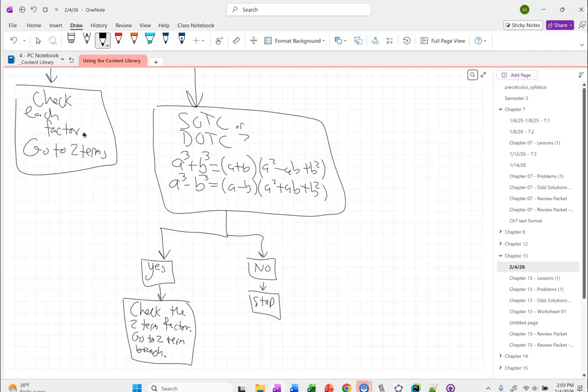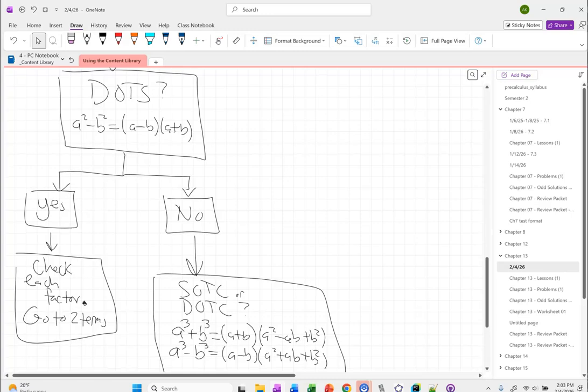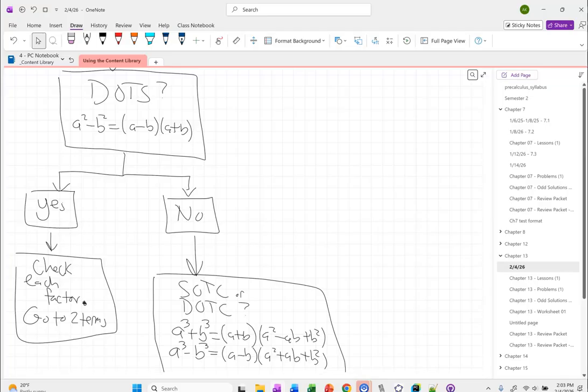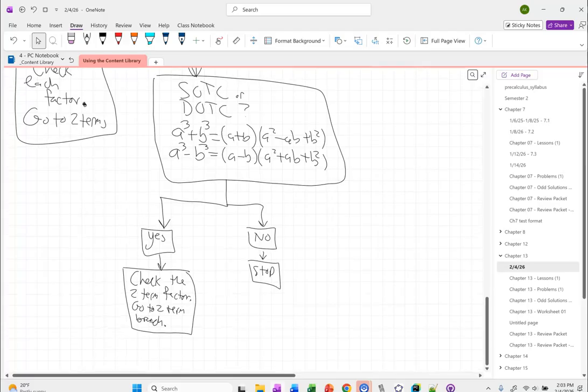Yes, you have to cycle back through. Because you just created an A minus B and an A plus B. Each of those are 2 terms, so you have to check to see if there's more factoring you can do on those. So you have to send that back down through the 2-term branch. Check again.